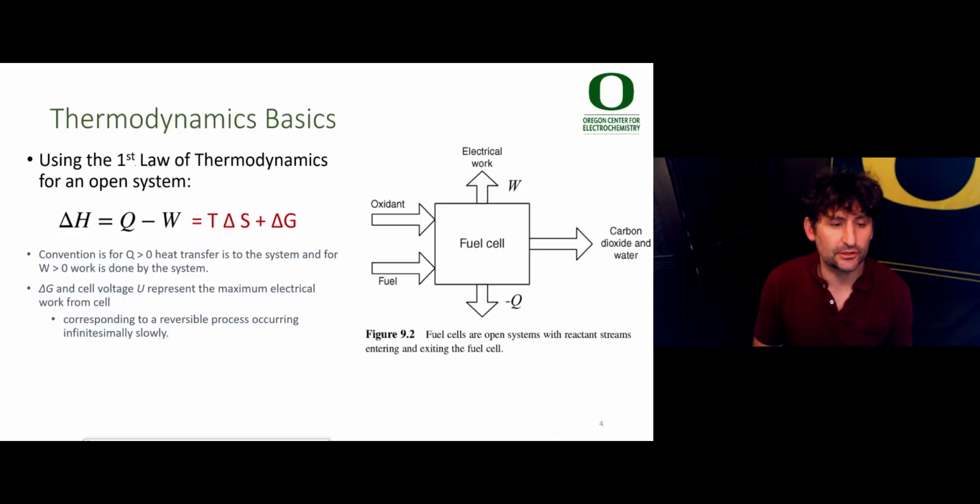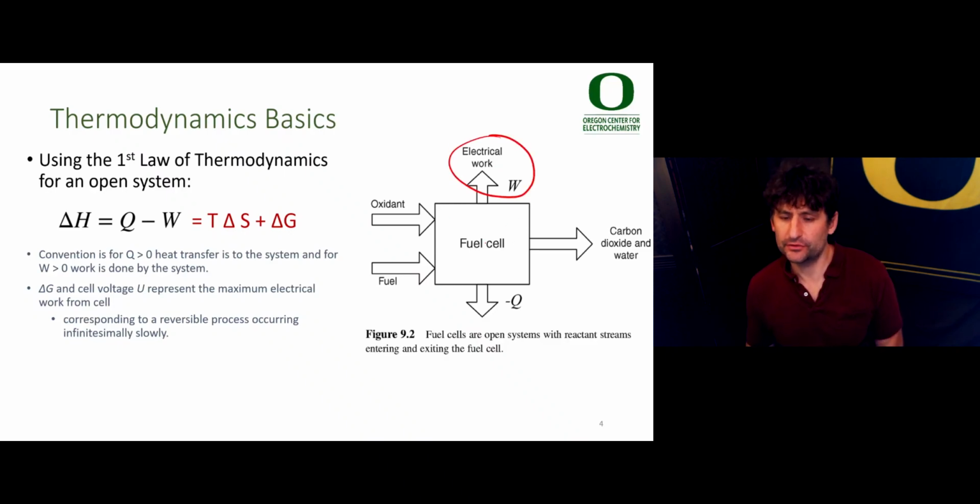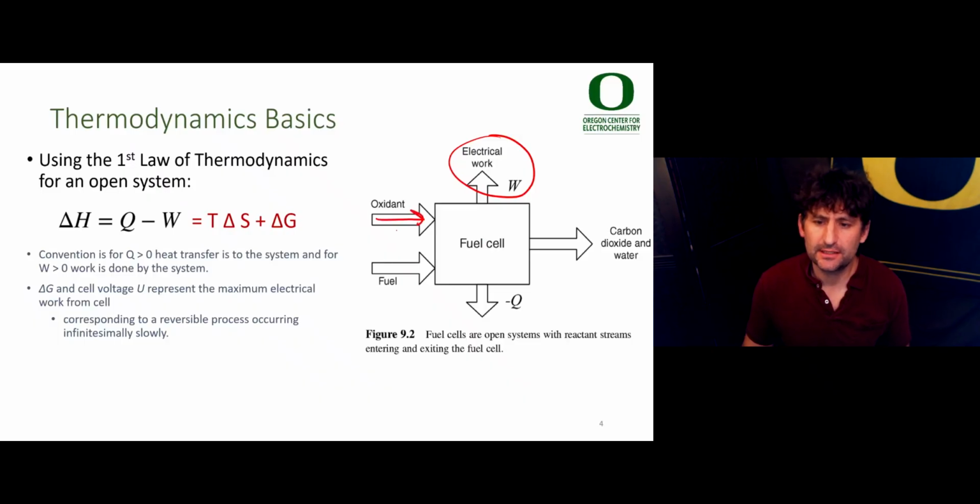It's useful to consider the first law of thermodynamics when we analyze the electrical work and the efficiency of a fuel cell system. Here's a general block diagram for a fuel cell. We bring in oxidant, typically O2, and fuel. In our previous case, we used the example of methanol, but the fuel might be hydrogen also. The fuel cell can output electrical work.